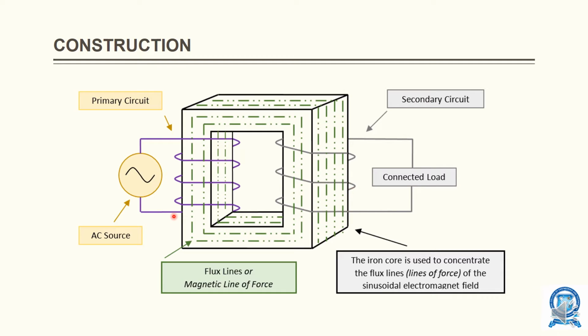So we know that a transformer always works on an AC source. So this is the iron core. There are various types of cores, and we are going to discuss in detail various types of transformers and various types of cores we have in a transformer.